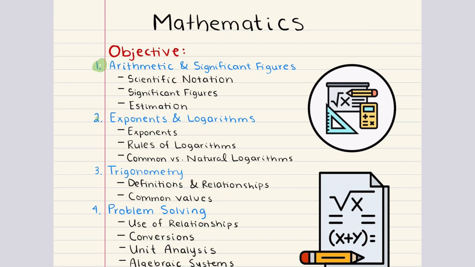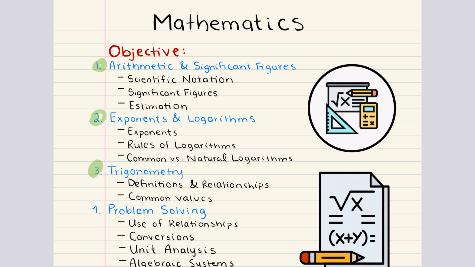The second objective is titled Exponents and Logarithms. In this objective, we're going to explore the rules and properties of exponents, which form the basis for understanding logarithmic relationships. We're also going to discuss the difference between common logarithms, which use base 10, and natural logarithms, which use the mathematical constant e. The third objective is about trigonometry.